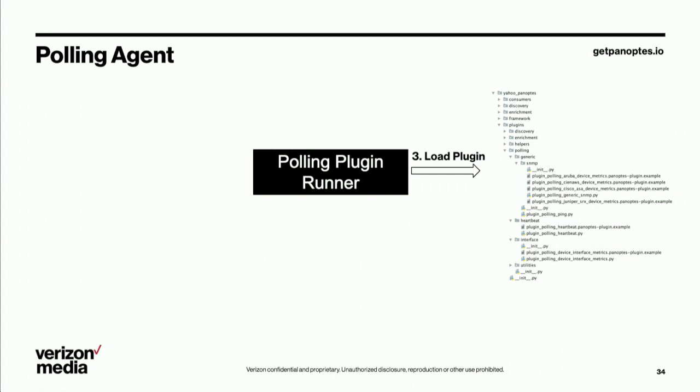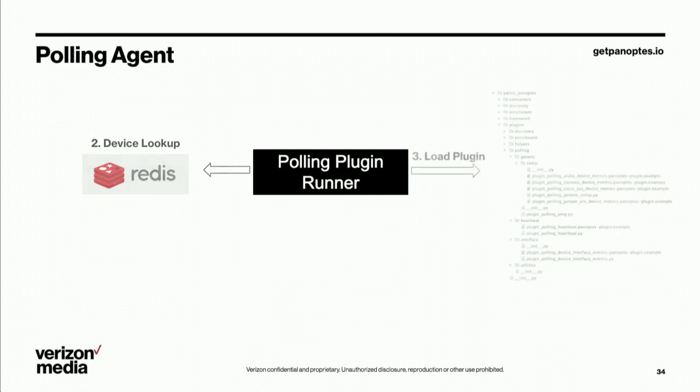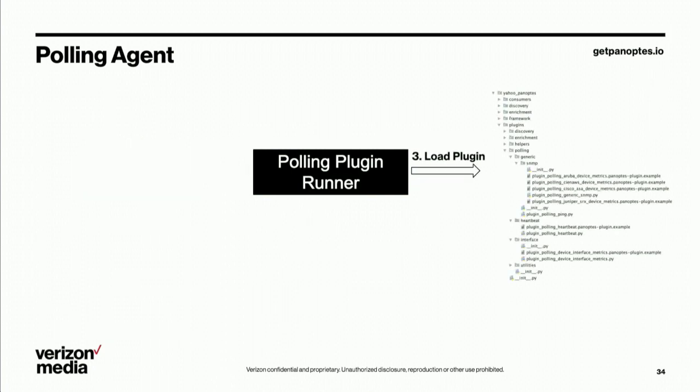The next step is loading the plugin. Remember, we have the plugin name that was first sent to the polling plugin runner. So it looks through the current directory for all files that end in Panoptes plugin, and it loads all of this Python code. Then it applies the filter of the plugin name to determine which file to load.